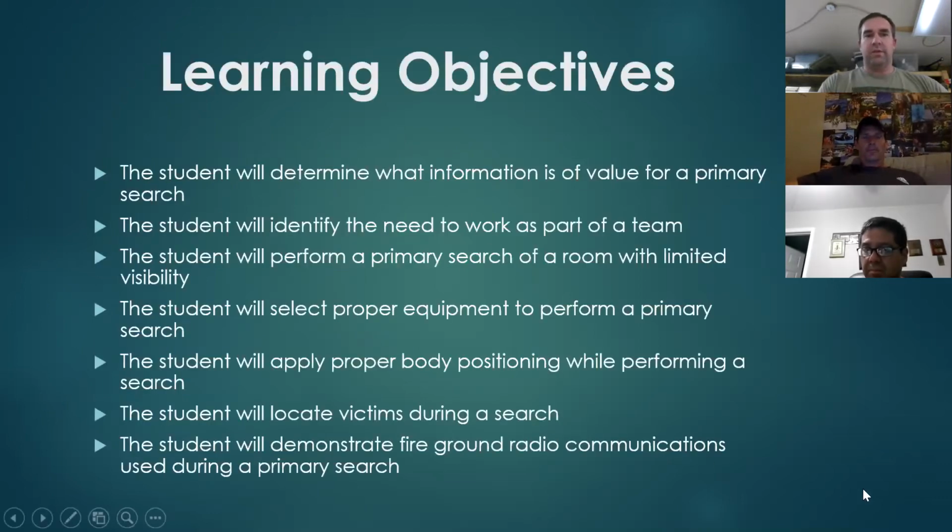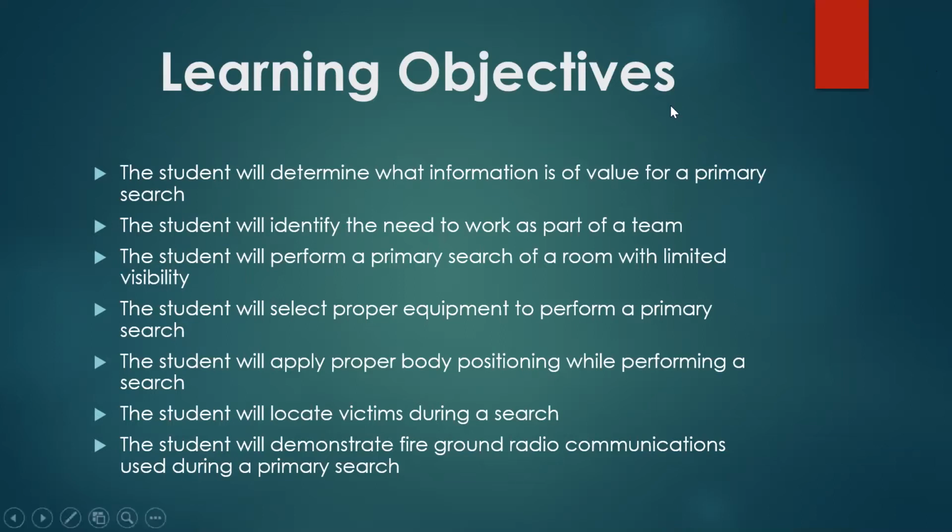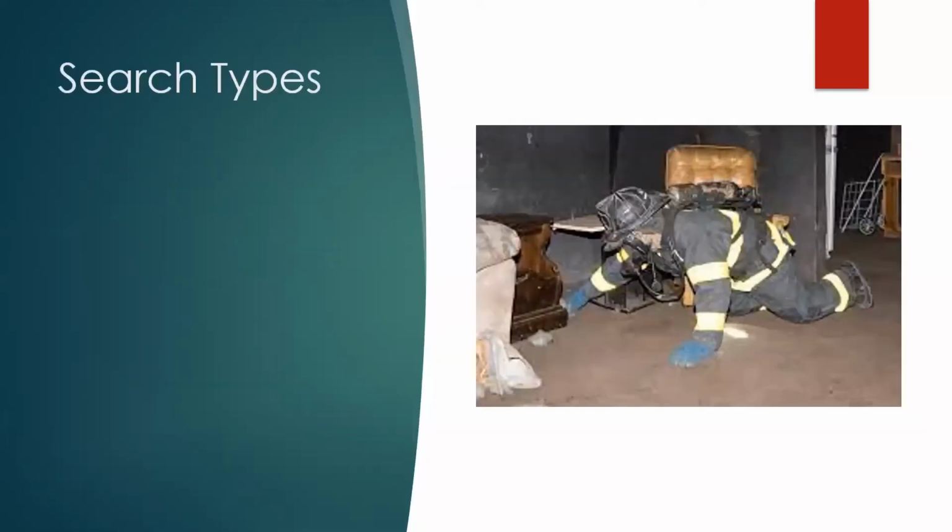Our learning objectives at the end of this lesson: you will be able to determine what information is of value for a primary search, identify the need to work as part of a team, perform a primary search of a room with limited visibility, select proper equipment to perform a primary search, apply proper body positioning while performing a search, locate victims during a search, and demonstrate fire ground radio communications used during a primary search.